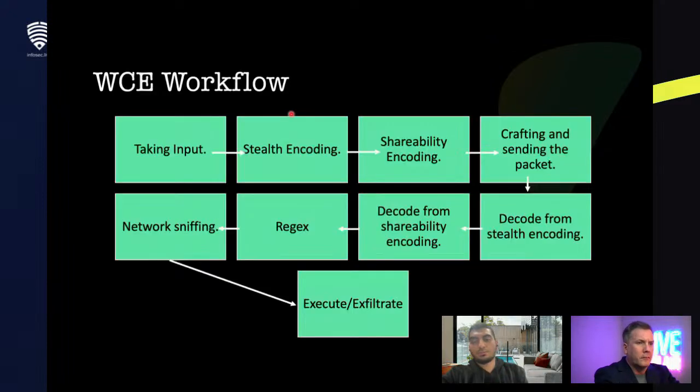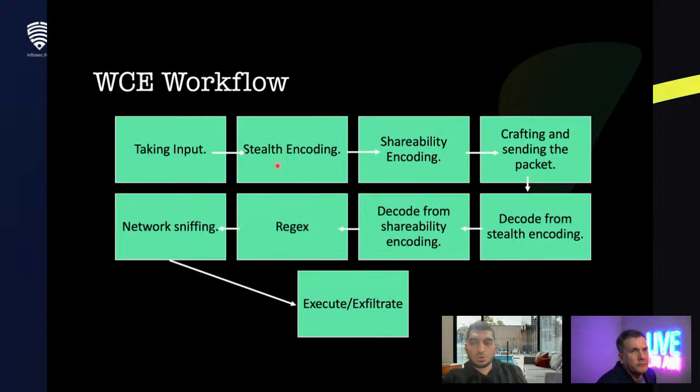Okay, so how the WCE is actually working. Before starting in explaining how the WCE is working, etc., etc., okay, let's just take some terms to define them. Okay, here as you can see, we have two types of encoding: the stealth encoding and the shareability encoding. Okay, the stealth encoding here. It is not something weird, or it is not an invention or a new algorithm of encoding, etc., etc. No, at all. The stealth encoding is the obfuscation, in other words.